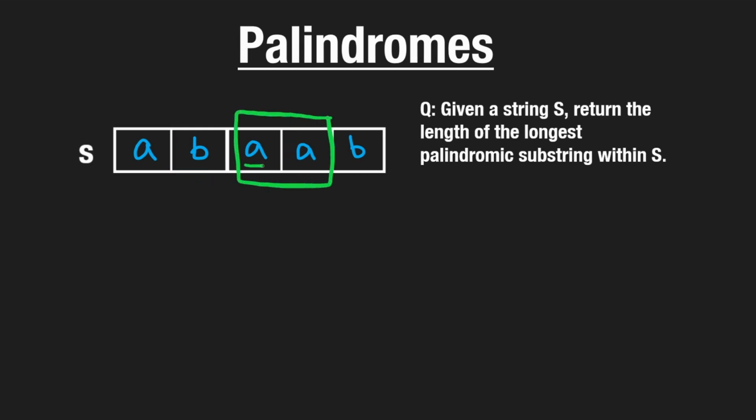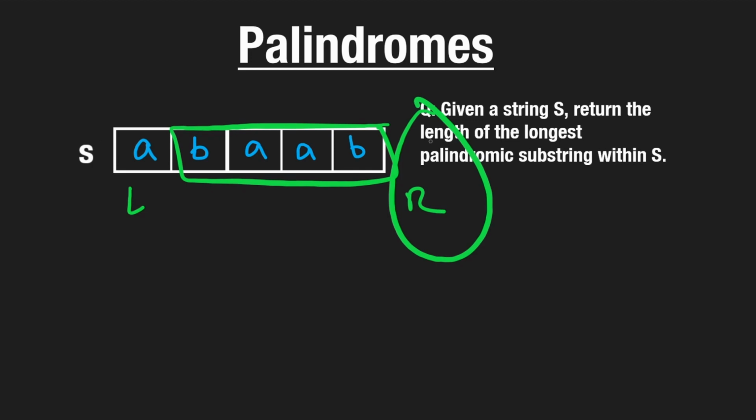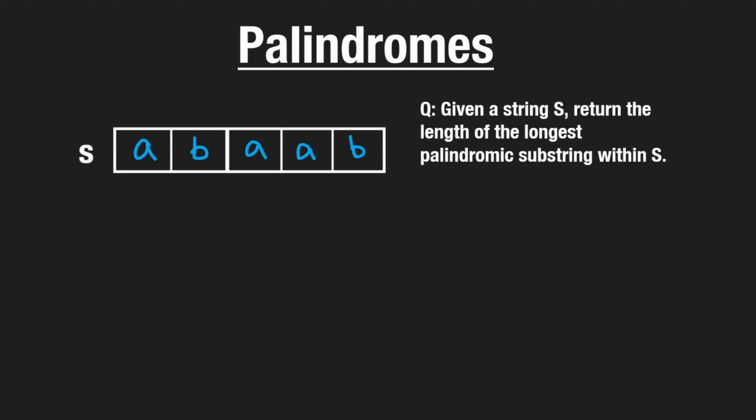Are these two equal? Yep. So then we would take our left and right pointers, expand them outward. Our left pointer would be here, right pointer here. Are these two characters equal? Yep. So far our longest palindromic substring is of length 4. So we try to expand outward again. Our left pointer would be here, right pointer here. Well, it's out of bounds. So can't really do anything anymore. That was the longest palindromic substring we found so far.